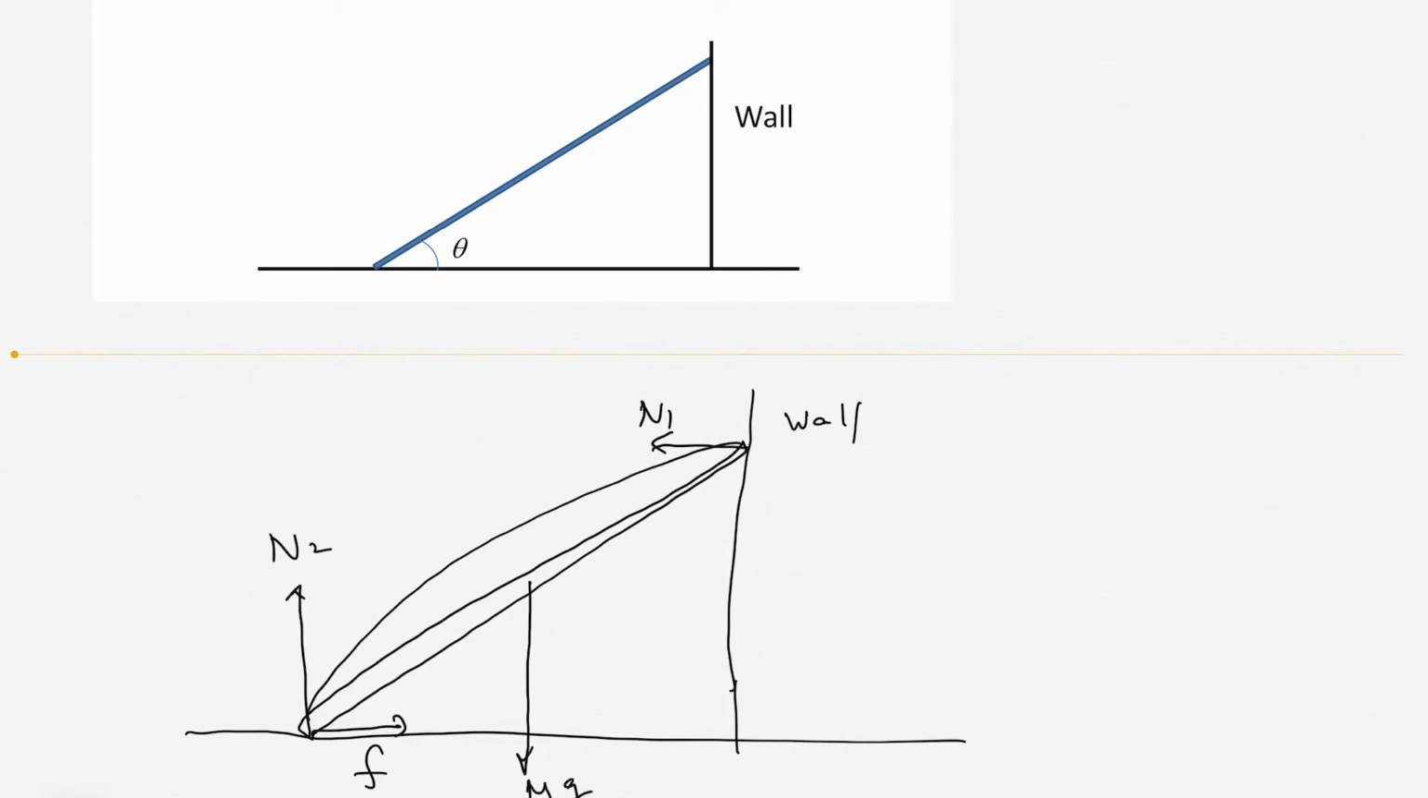So this length is L. This is half, L over 2. Then the angle of the ladder is theta. So this part is a right angle. So this is pi over 2 plus theta. And then this is going to be theta.